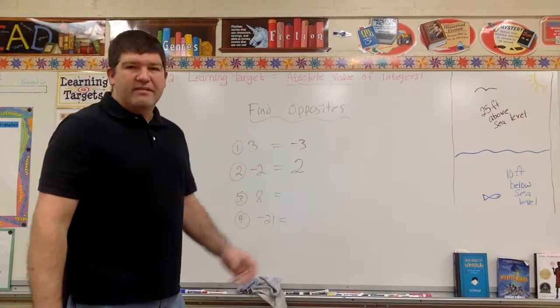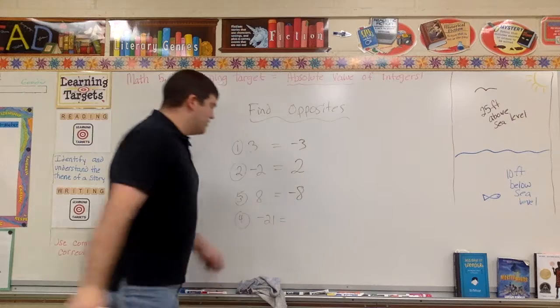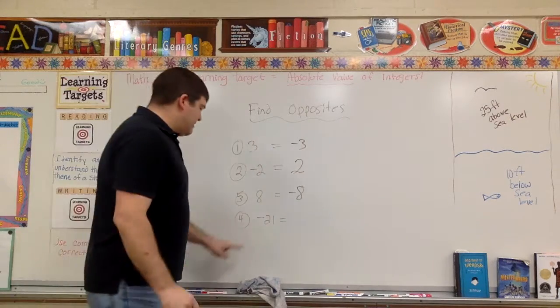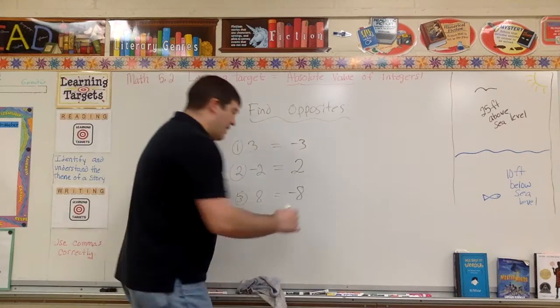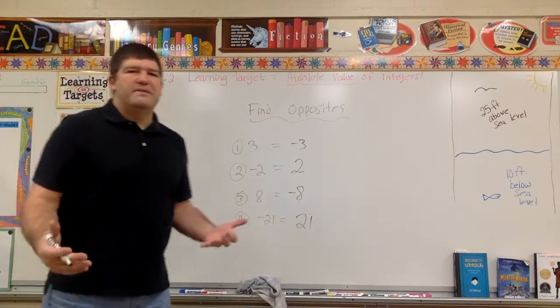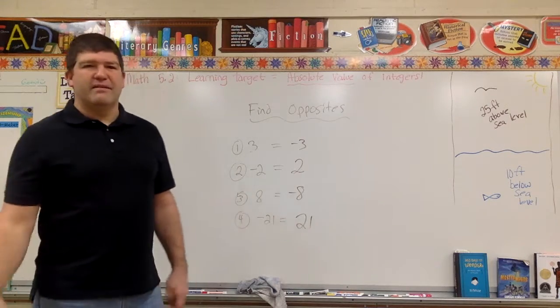8. It's 8. I got $8. The opposite of that would be spending $8. It's 8 degrees. The opposite of that would be negative 8 degrees. Okay? Negative 21. The opposite would be a positive 21. So opposites, if you have a positive, the opposite's negative. If you have a negative, the opposite's positive.